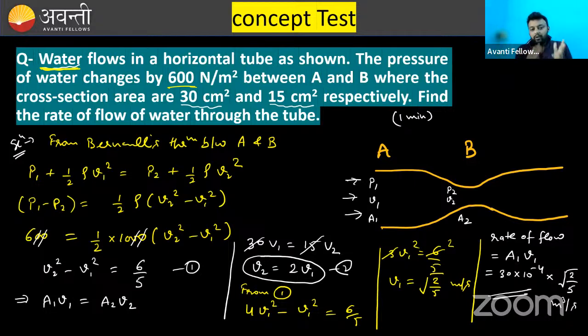The question may look dangerous, may look lengthy, but it's not. It's a simple, doable question in the exam. If it comes in the exam, you can easily do that. You just need to apply Bernoulli's theorem and then the equation of continuity. Rest is your calculation, how quickly you can calculate it. Okay. Have a look at that. After that, we will move further.